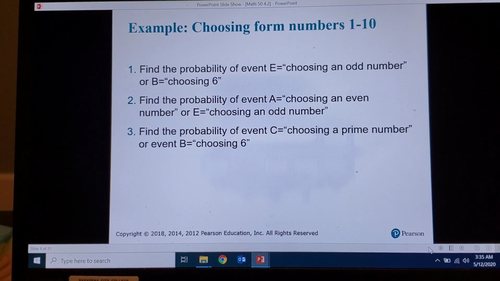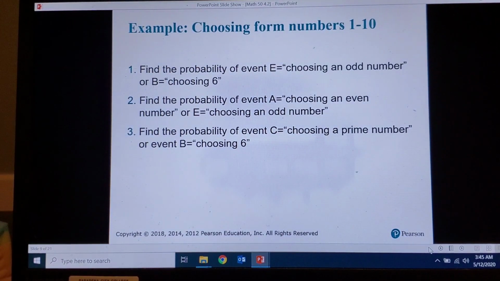Now you have to find the probability of event of choosing an even number or choosing an odd. Can you be odd and even at the exact same time? Think about it. Because again, you want to decide if they're disjoint or joint. And the third one, find the probability of event C choosing a prime number or event B choosing a 6. So pause the video here and see if you can do these, and we're going to do them together in a second.